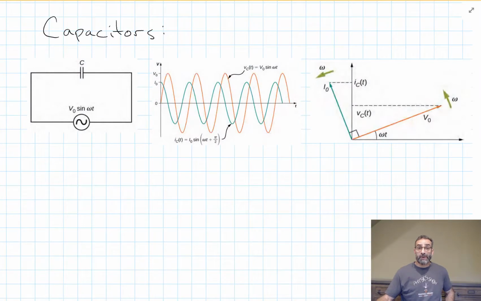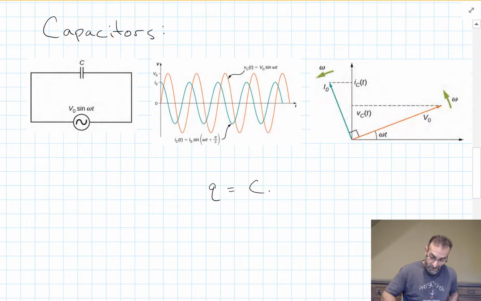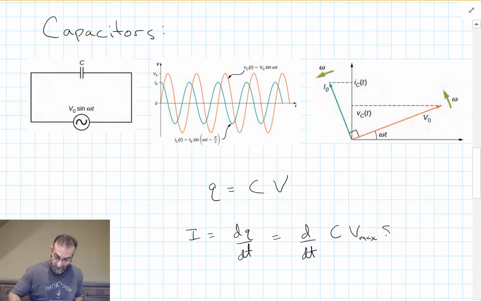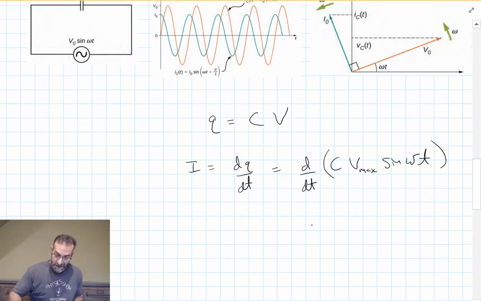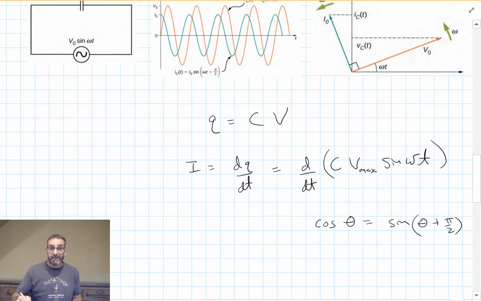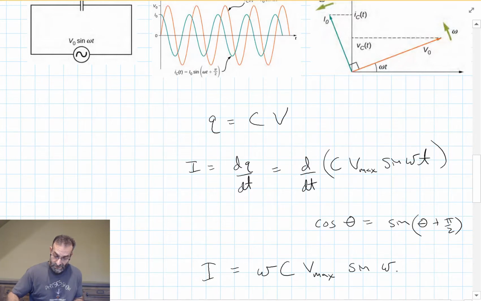With a capacitor, it's a little more complicated. We know that Q equals CV, and I is dQ/dt. So we have to take a derivative to get our current, a derivative of sine omega t. That gives us a cosine function, and we know that the cosine of omega t is the same as sine of omega t plus pi over 2. The cosine of theta is equal to sine of theta plus pi over 2. That means that the current is shifted by pi over 2 from the voltage.